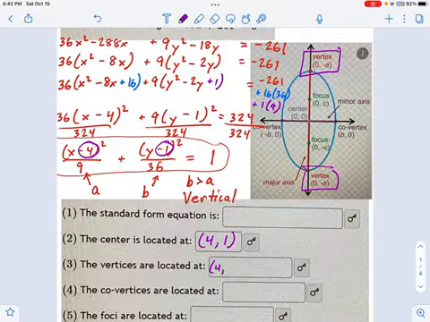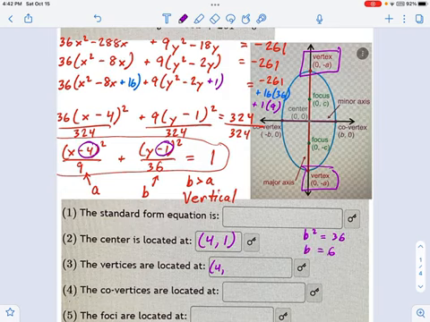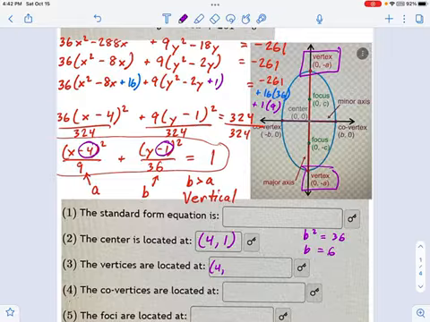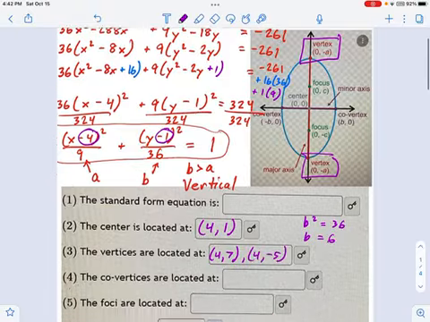How much is it going up? Well, it's going up by this distance, b. What's b? Well, if b squared is 36, that means b is 6. So we're going to be going up and down by 6 from the center of this ellipse. So that gives us, let's see, 4, 7 and 4 comma negative 5 for our vertices.